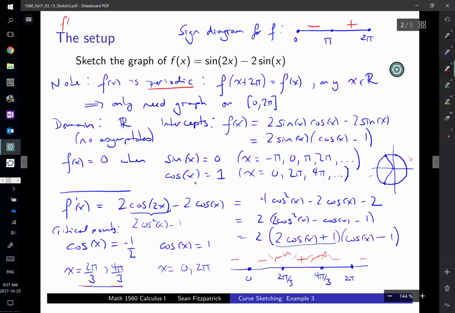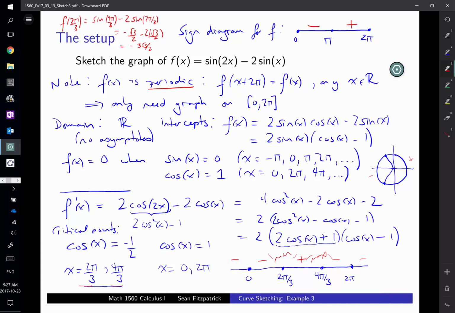Okay. f of 2 pi over 3 is going to be sine of 4 pi over 3 minus 2 sine 2 pi over 3. Okay, which is minus root 3 over 2 minus 2 times root 3 over 2, which is going to be minus 3 root 3 over 2.